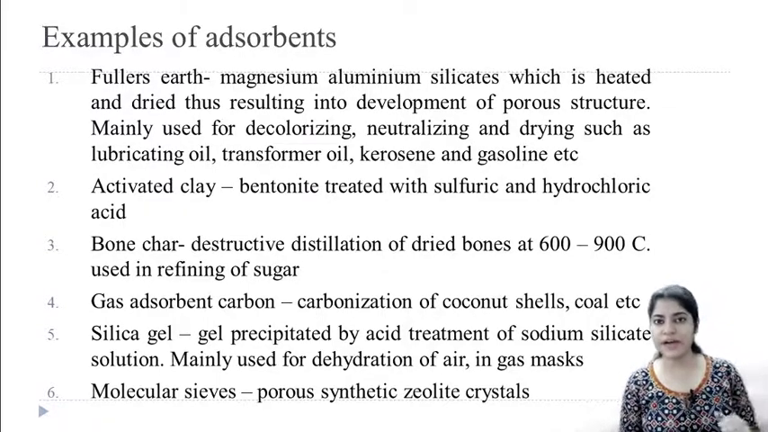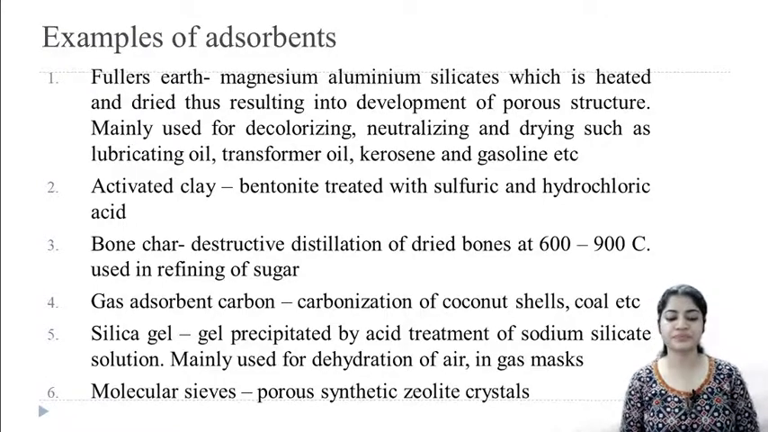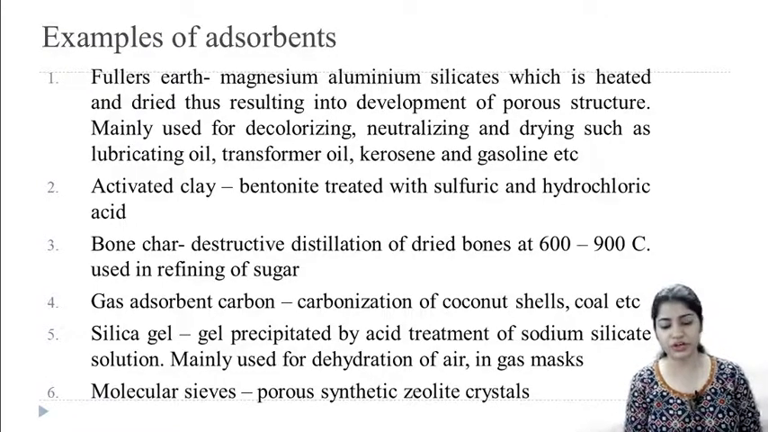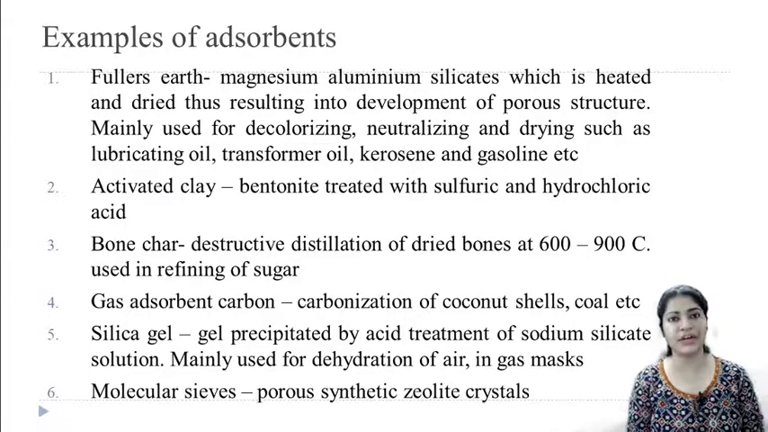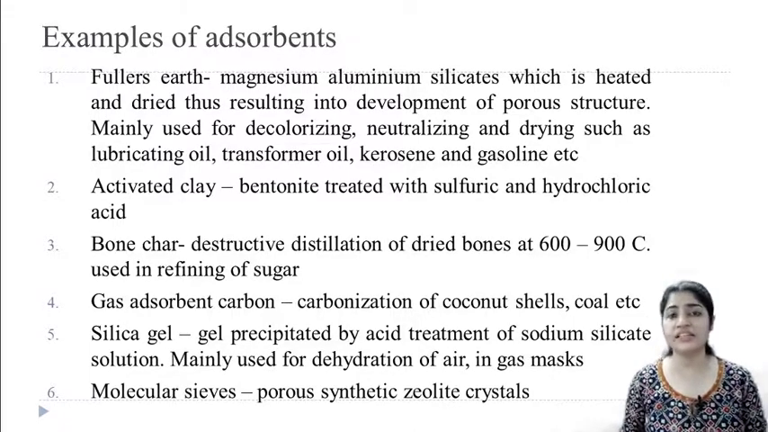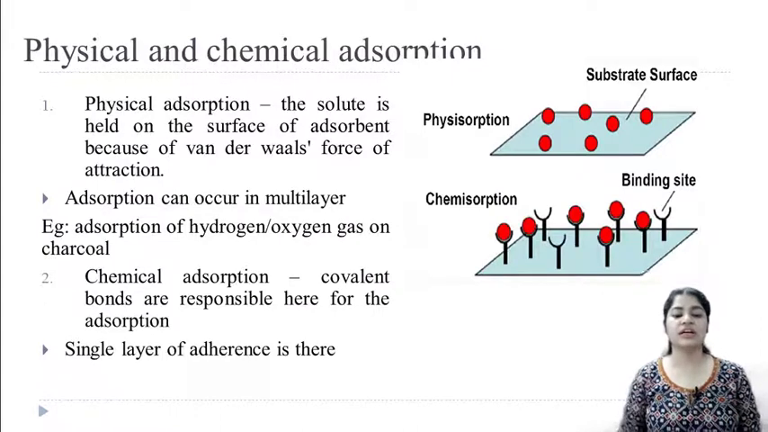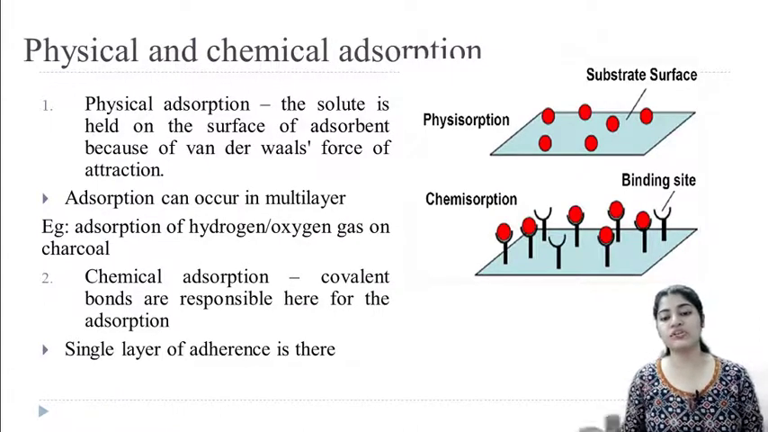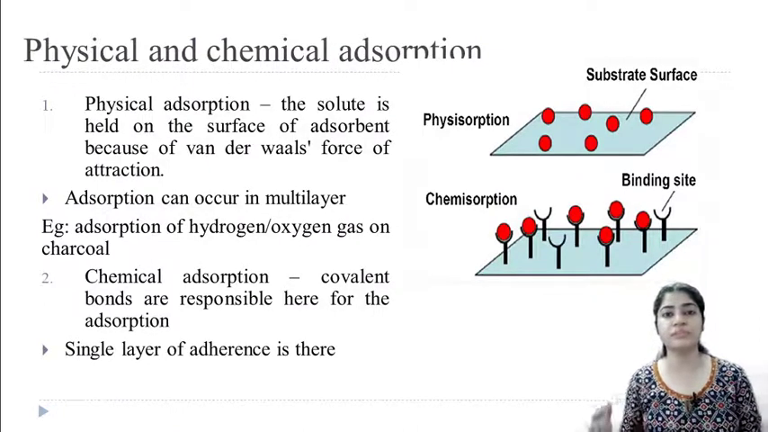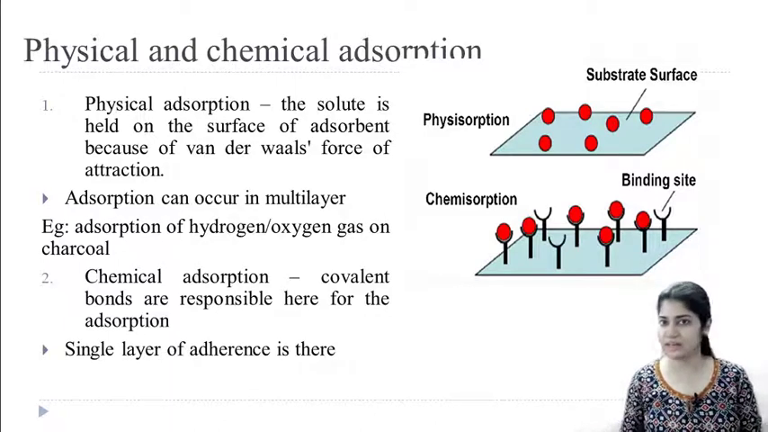So how is it prepared? It is a gel precipitated by acid treatment of sodium silicate solution. So if you treat your sodium silicate solution with acid, it converts into silica gel. Then molecular sieves. What are those? Those are porous synthetic zeolite crystals. So these are certain adsorbents which are used. Now adsorption also has different types, right? The two main types here are physical and chemical adsorption.